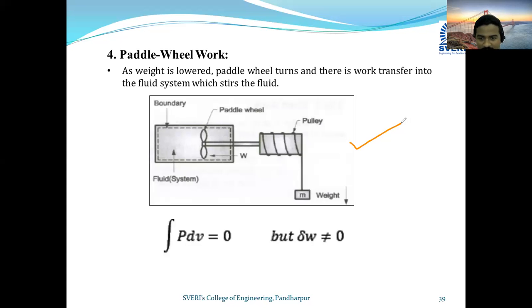Okay, so you can conclude two things here. As the surrounding element, that is the paddle, gives the work input to the system, where volume is constant, so P dV work will be equals to 0, but external work cannot be equals to 0, that is dW is not equals to 0. So this is the concept of paddle wheel work.